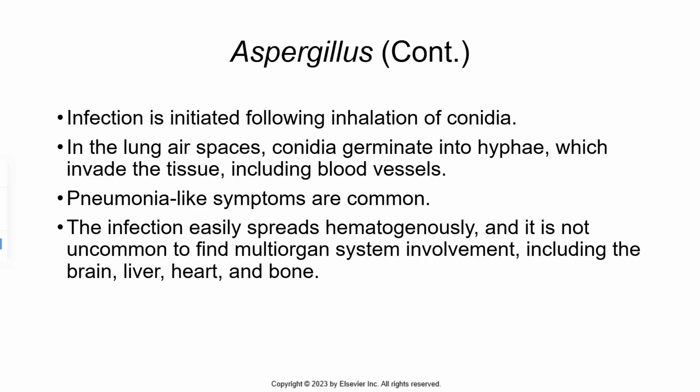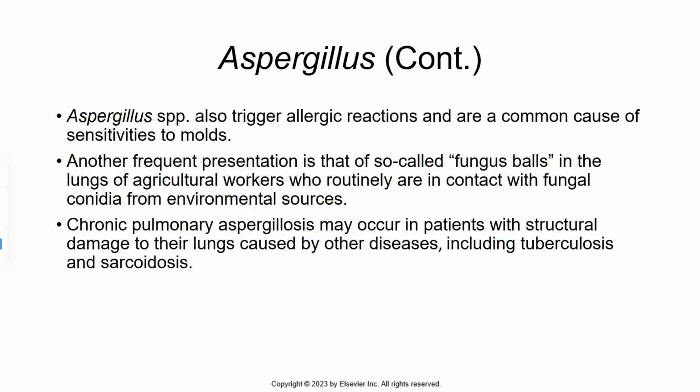Pneumonia-like symptoms are common. The infection easily spreads hematogenously, and it's not uncommon to find multi-organ system involvement, including the brain, liver, heart, and bone. Aspergillus can also trigger allergic reactions and is a common cause of sensitivities to molds. Another frequent presentation is so-called fungus balls in the lungs of agricultural workers who routinely are in contact with fungal conidia from environmental sources.